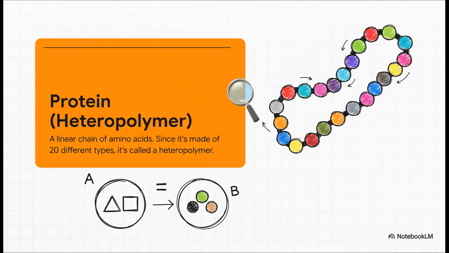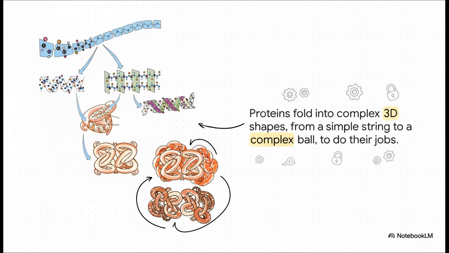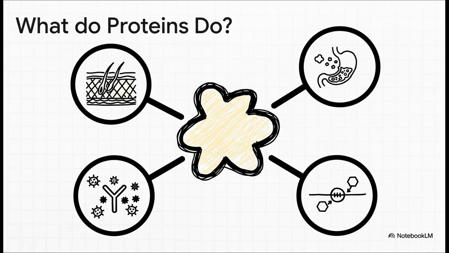Simple as that. But what's really amazing is that this long necklace doesn't just stay a straight line. No way! As you can see right here, it starts to twist and turn and fold in on itself until it makes this very specific, complex 3D shape, almost like a crumpled ball of wool. And this final, unique shape, that's the secret. That shape is what allows each protein to do its specific job perfectly. And believe me, their jobs are so important.